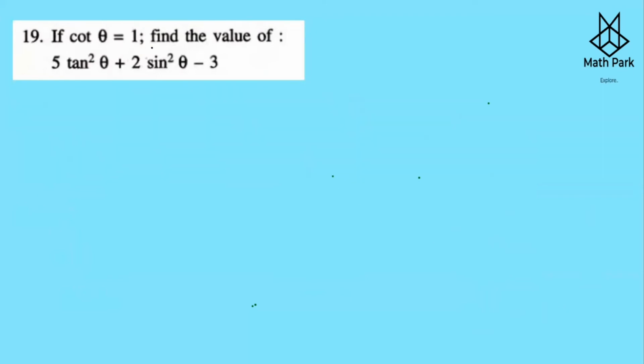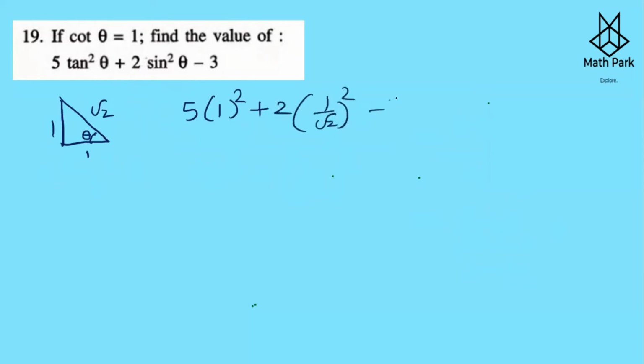If cot theta is equal to 1, find the value of 5 tan square theta plus sine square theta, 2 sine square theta minus 3. Now again this is an easy one, cot and tan are reciprocals. So if I'm taking this as theta, so this is 1 and 1, this is going to be root 2. So tan square theta is also going to be 1, tan theta is also going to be 1, sine square theta is 1 upon root 2. So 5 tan square theta is 1 square plus 2 sine square theta is 1 upon root 2 and then the square of this minus 3.